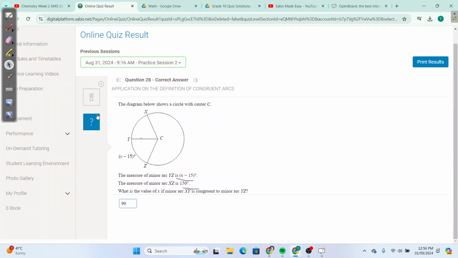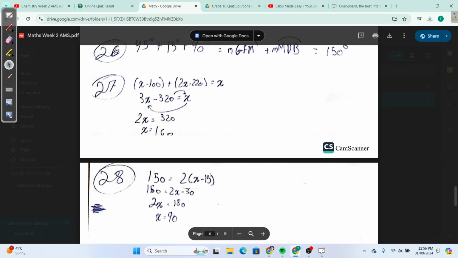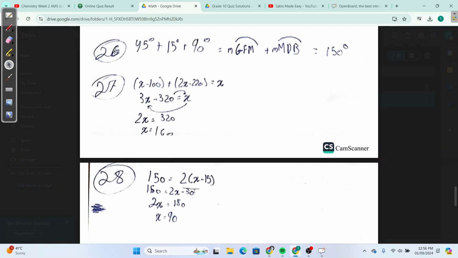Okay, now our application. The diagram below shows a circle with center C. Same thing as the other one, but instead here they said this arc is congruent to this arc. So it's basically x minus 15 plus x minus 15 equals 150. Now don't write it that way because that's longer, honestly, in my opinion. So just say 2 times x minus 15 equals 150. It takes shorter to write.